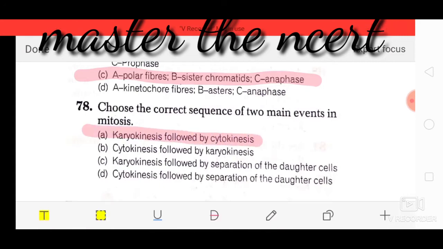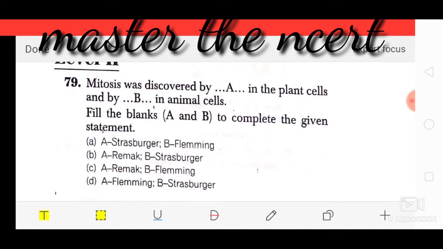Now the next question is 79. Mitosis was discovered by dash in the plant cell and dash in the animal cell. Who discovered mitosis in the plant cell? Mitosis was discovered by Strasburger in plant cell and Flemming in animal cell. So option A is the correct answer.